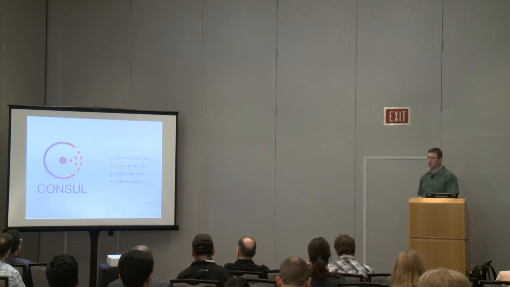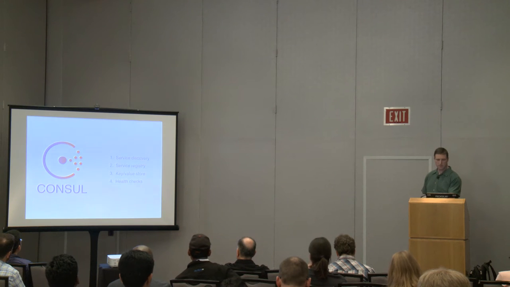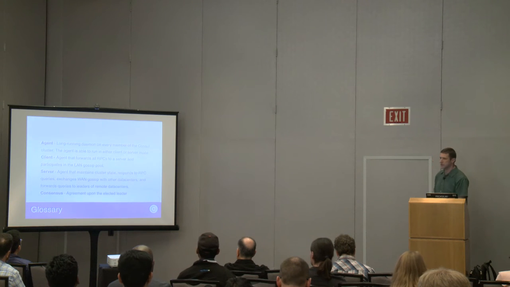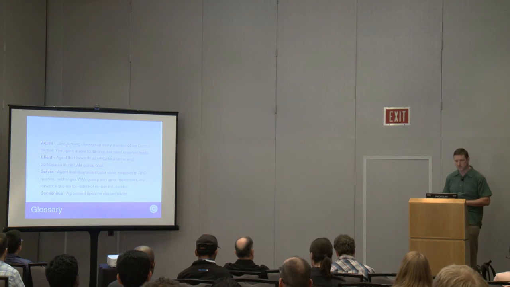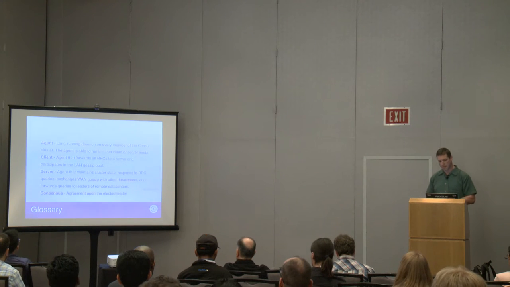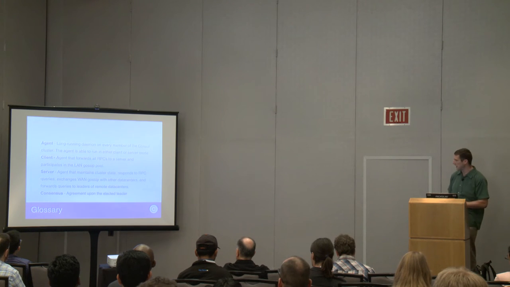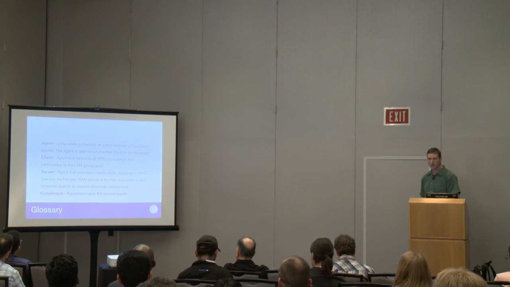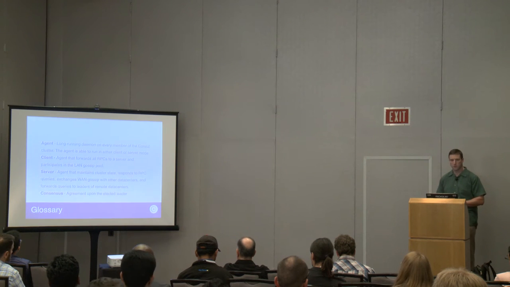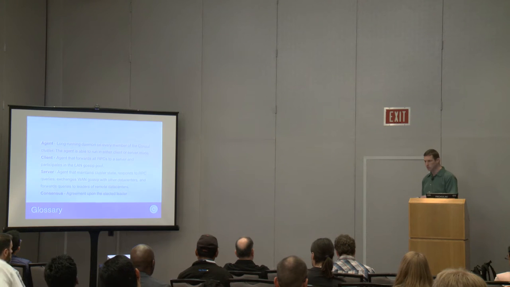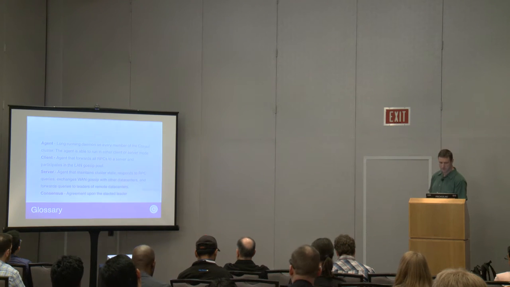So there's a couple of terms that I'm going to reference throughout this talk. First is an agent. An agent is anything that runs the Consul process, either server or client. Client is simply a process that is running and able to answer RPC calls. Server handles the actual data itself. Consul, under the hood, uses a consensus protocol called Raft. Raft is a distributed consensus protocol. We will get into that briefly as well.